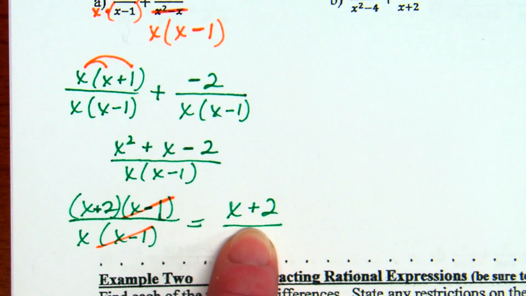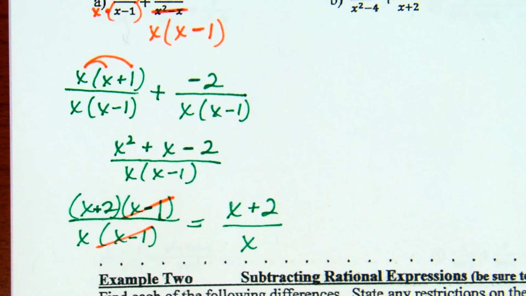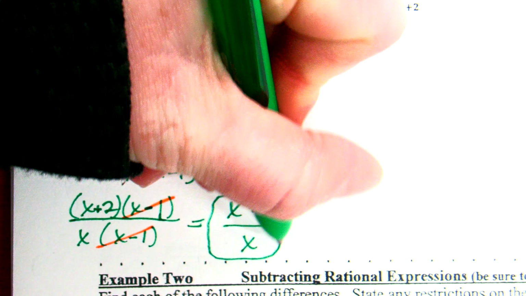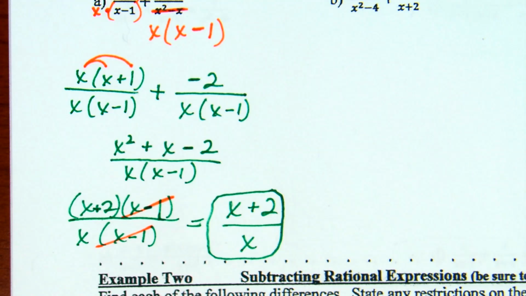It's x plus 2. Now, if this was x times 2, we could cancel. But since it's x plus 2, we can't. So final answer, x plus 2 over x.